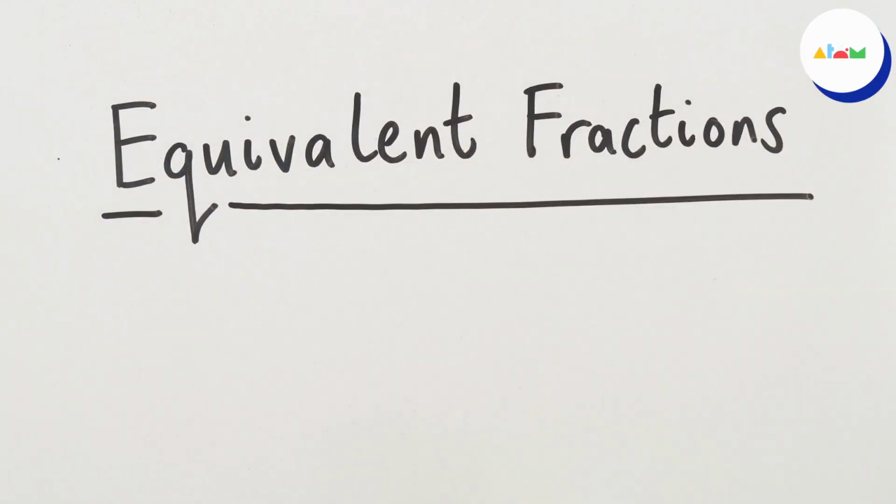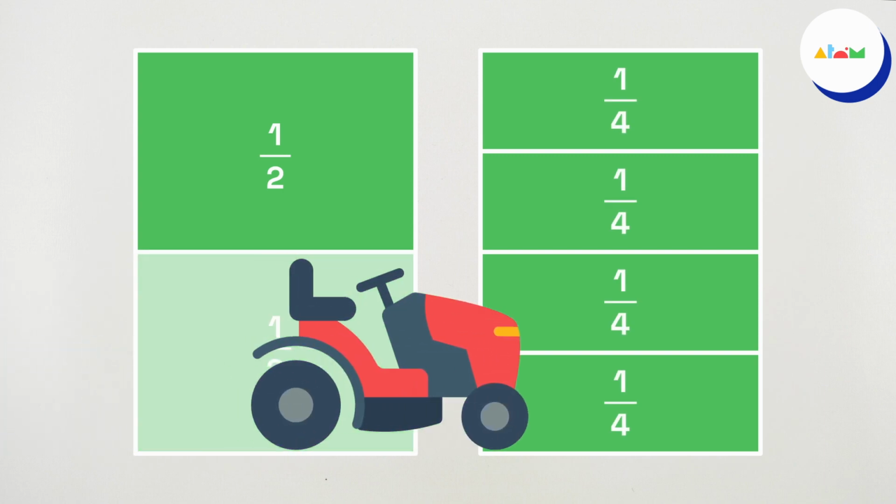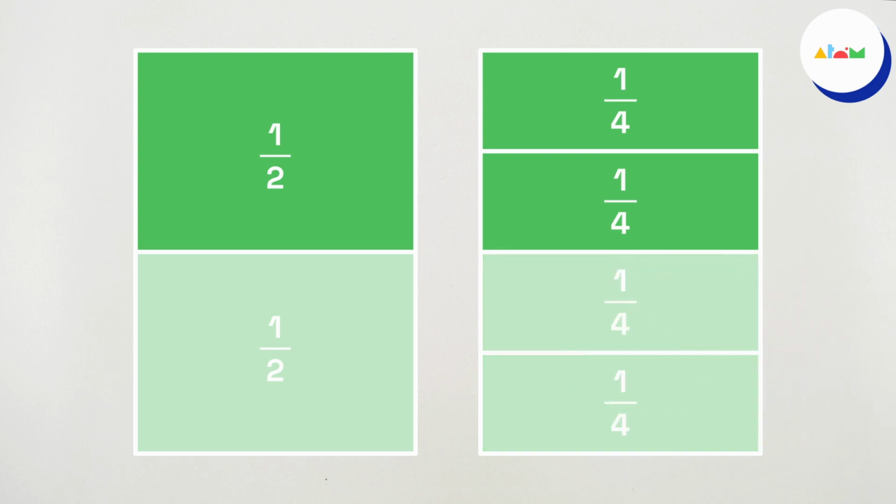Equivalent fractions. Here are two sports fields. One has been split into 2 equal halves. The other has been split into 4 equal quarters. If the grass on one half of both fields is cut, we can see that 2 quarters are equal to 1 half. They are equivalent fractions and represent the same amount.